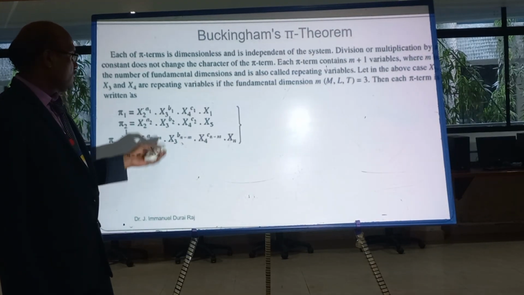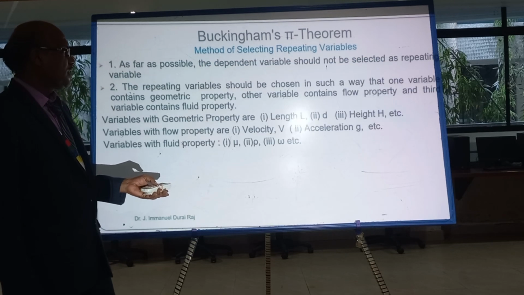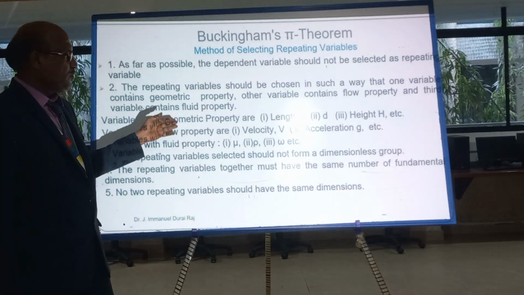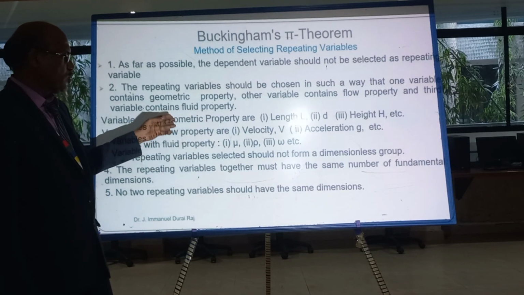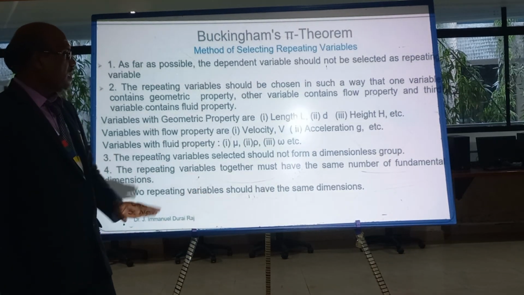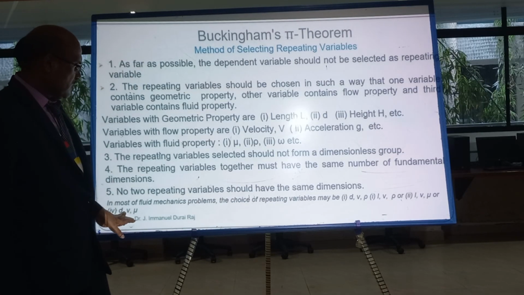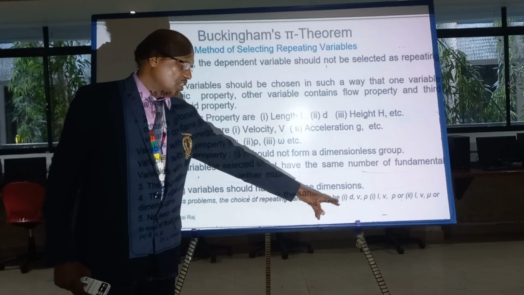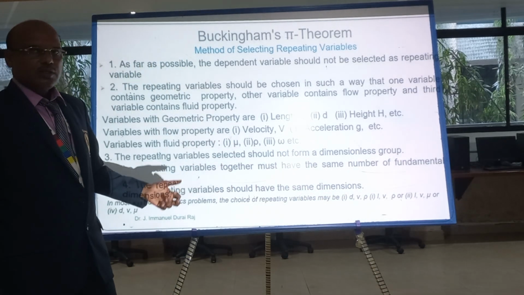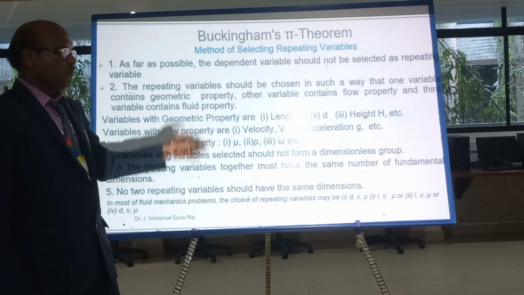Then we have seen how to select the pi terms and what parameters should be taken, the method of selecting repeating variables. Five points have to be taken care of. One, the repeating variables should include a flow property and a fluid property. No two repeating variables should have the same dimensions. Remember this. Normally for the choice of repeating variables, D V rho, or L V rho, or L V mu, or D V mu are chosen. So you should choose the repeating variables carefully.